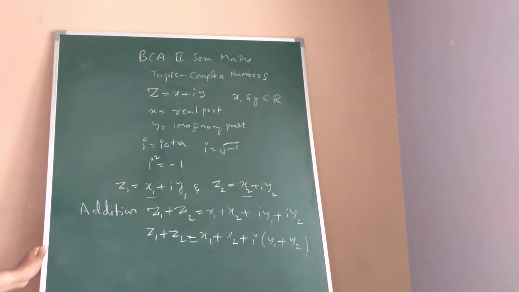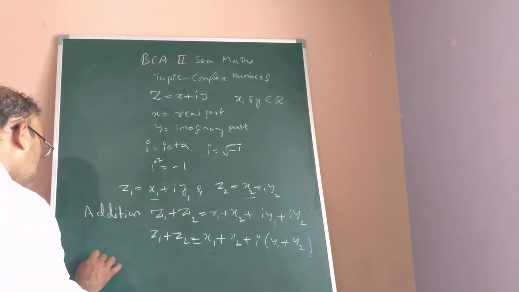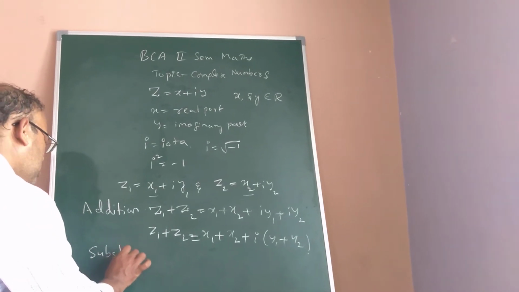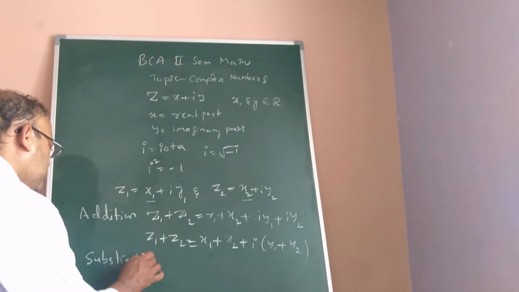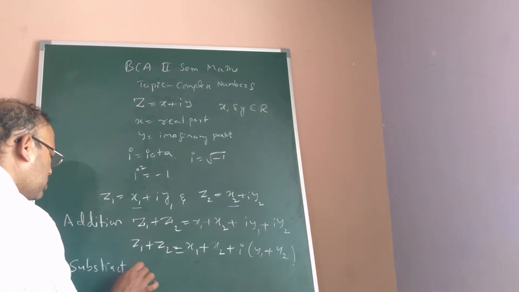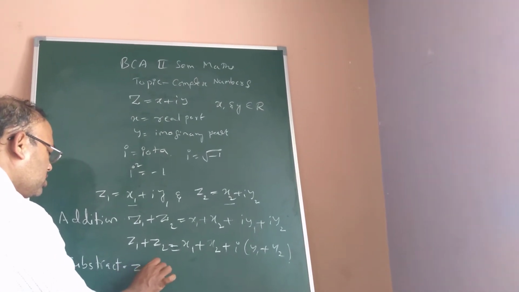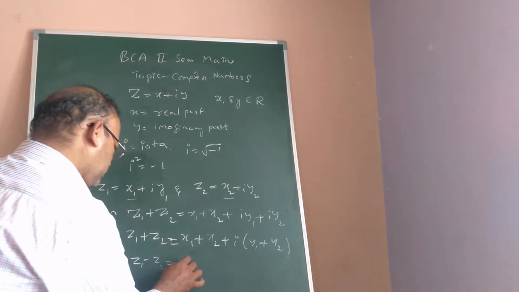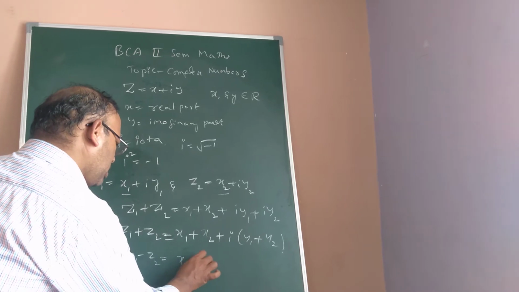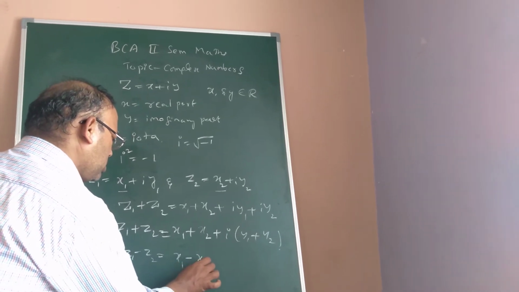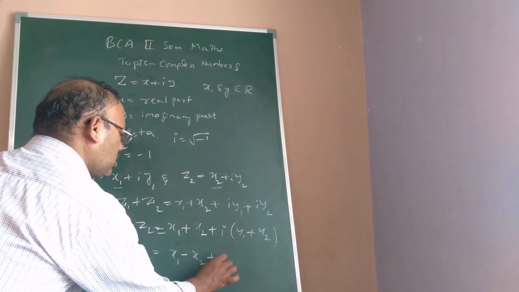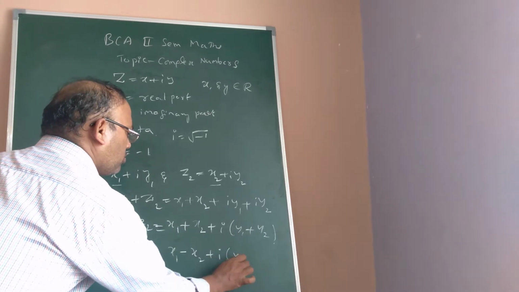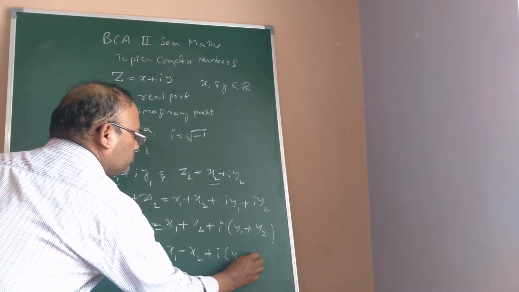Similarly, we can subtract complex numbers. That is subtraction: z1 minus z2 is equal to x1 minus x2 plus i into y1 minus y2.